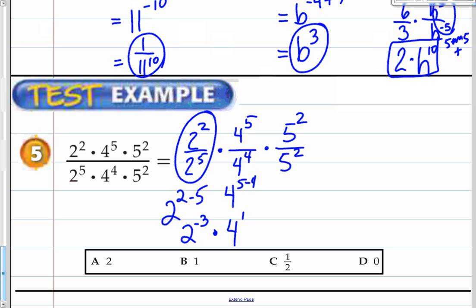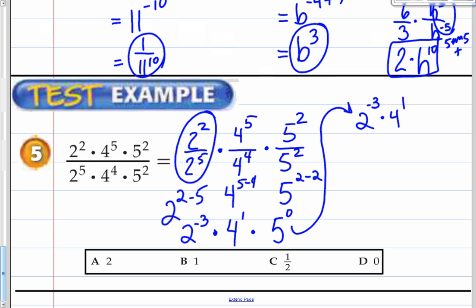Then we take that last one, and we take 5 to the 2nd power over 5 to the 2nd power, which is 5 to the 2nd minus the 2nd. So it's going to be 5 to the 2 minus the 2. Well, wait a minute. That's going to be 5 to the 0 power. Now let's discuss these 3. I'm going to move this over to the top here. So we have 2 to the negative 3rd power times 4 to the first power times 5 to the 0 power.